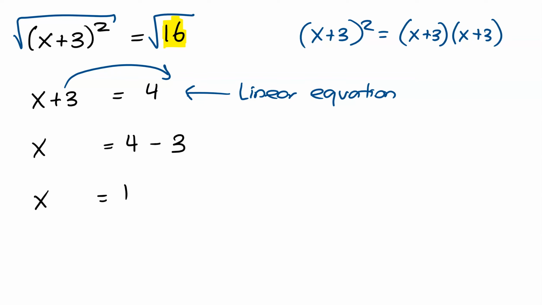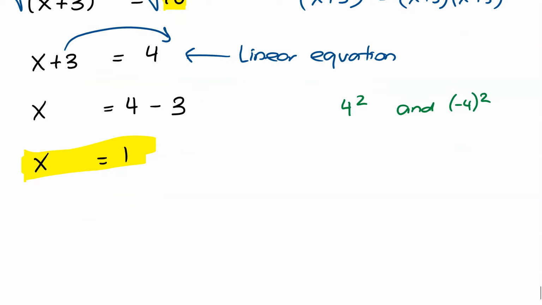But, whoops, you have to keep in mind, this is not the only solution. We have to remember that when we do a square root, we get two solutions. It's plus or minus. Because 4 squared is 16 and negative 4 squared is 16 as well. So just keep that in mind. 4 squared is 16 and negative 4 squared is also 16, because negative 4 times negative 4 is positive 16.